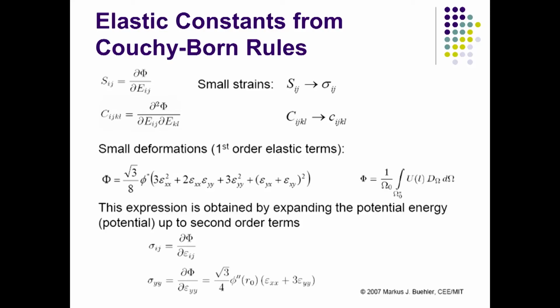If you look here, we start with the stress strain. Looking at our elastic constants from the Cauchy-Born rules as we described, we can calculate the stiffness matrix Sij and also the compliance matrix Cijkl using all these different terms that we calculated from the Helmholtz free energy. For small deformation, first order elastic terms, we can again sum all these strain terms and then calculate the overall energy of the system. This expression is obtained by expanding the potential energy up to the second order term. You can then use second order terms to calculate all these stresses and strains, which we will look at.